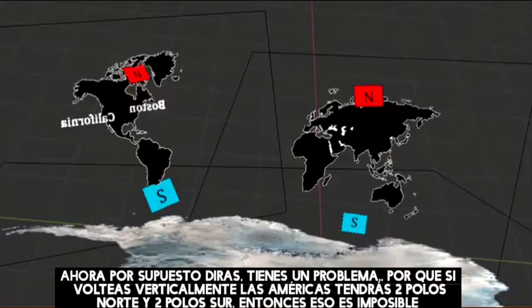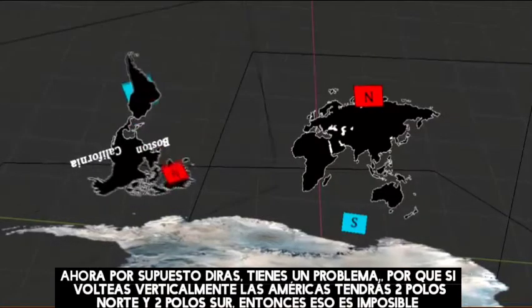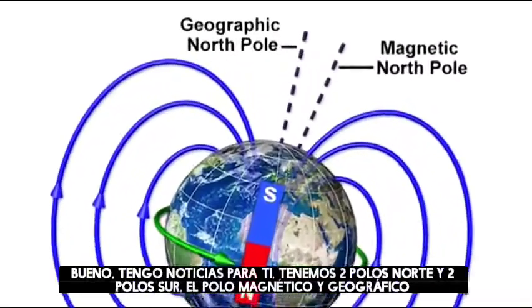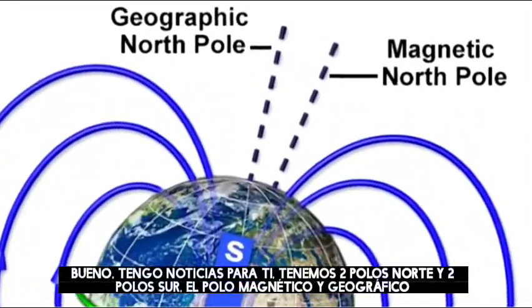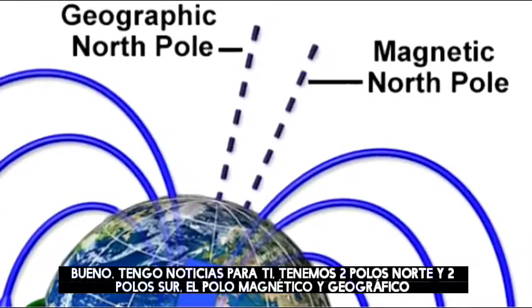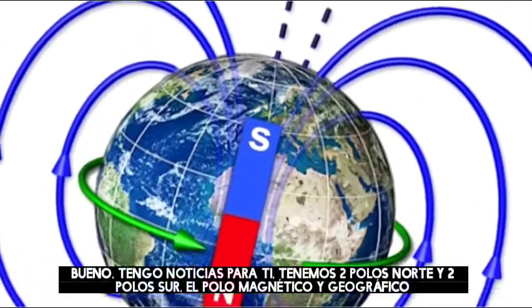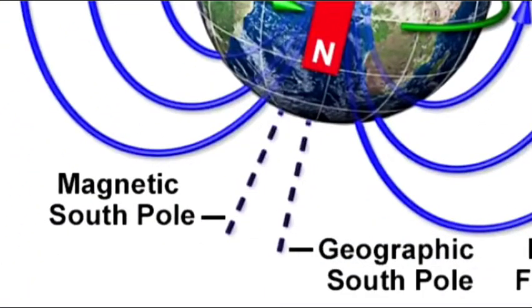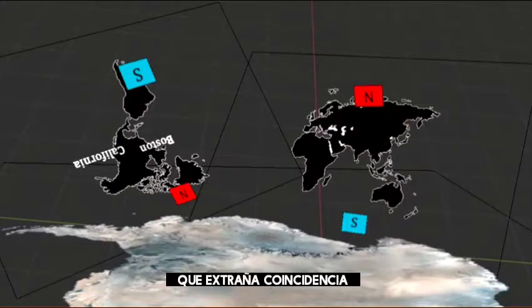Now, of course, you will say you have a problem, because if you flip vertically the Americas, you will have 2 North Poles and 2 South Poles, so that's impossible. Well, I got some news for you. We have 2 North Poles and we have 2 South Poles. The magnetic and the geographic pole. What a strange coincidence.